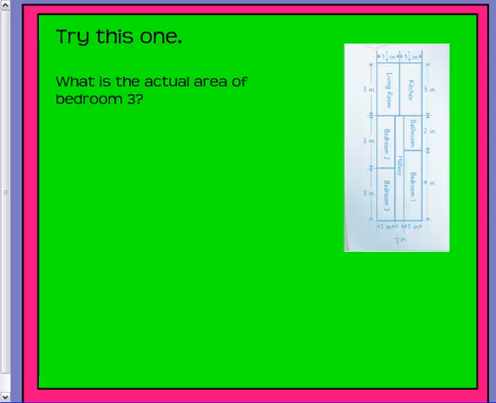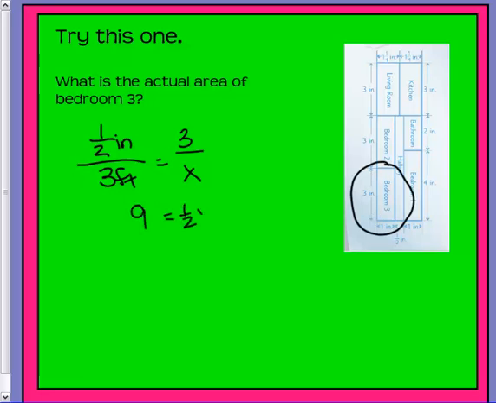Okay, so here we go. So we have, for every 1/2 inch, it's 3 feet. We're looking at this bedroom here. It's a 3 by 1. Okay, so if we have 3 inches, we want to know what would be the length. Okay, so right here, 3 times 3 is 9, and 1/2 of x, so we're multiplying by 2 to get rid of the 1/2, so x equals 18. So this would be 18 feet right here.